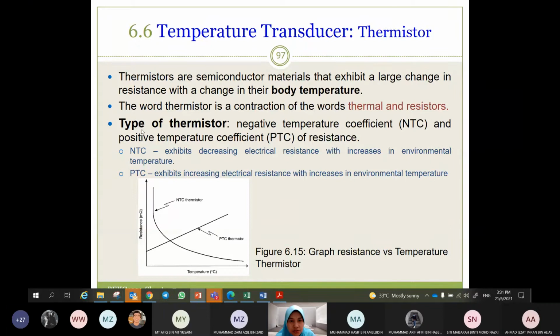So NTC has decreasing electrical resistance with an increase in environmental temperature. NTC is negative temperature coefficient, meaning that when the temperature increases, the resistance decreases. Okay, PTC has increasing resistance with increasing temperature.